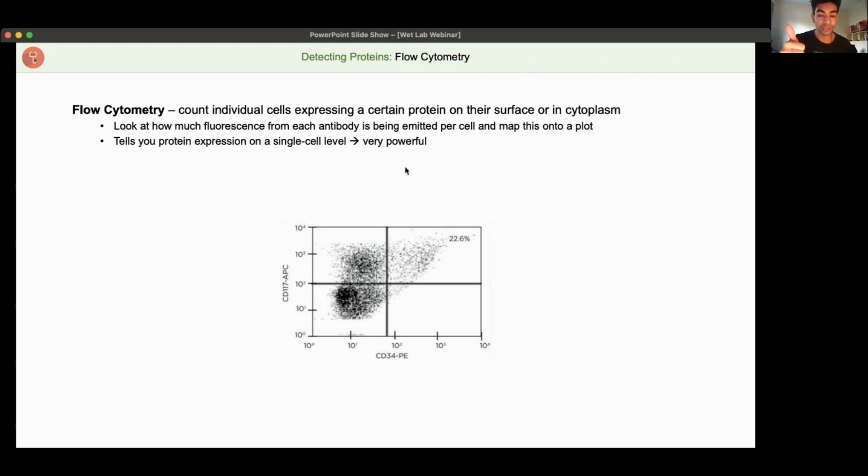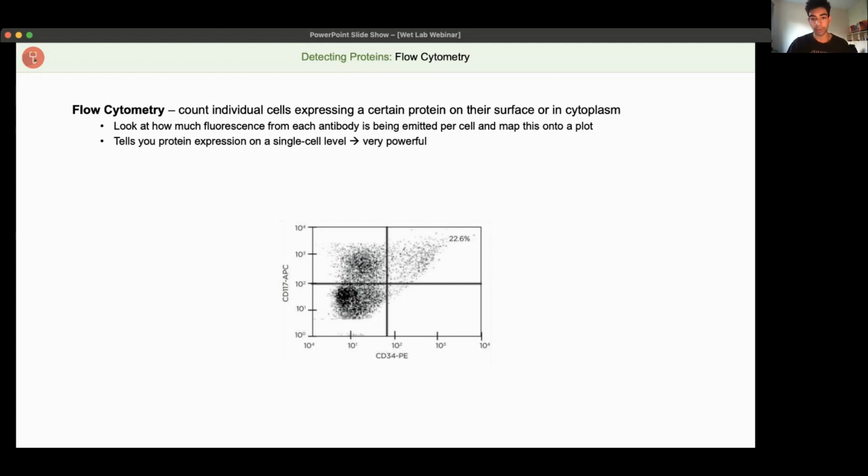So you can look at protein expression per cell, and you can count the number of cells. It allows you to do a few other things as well, like look at the shape and size of a cell, the internal complexity and granularity of a cell. And what it's commonly used for, in the clinic, is to analyze blood samples for things like leukemia. You can look for specific surface markers on a cell, and because certain surface markers are indicative of certain types of leukemias or lymphomas, you can look for them using flow cytometry.